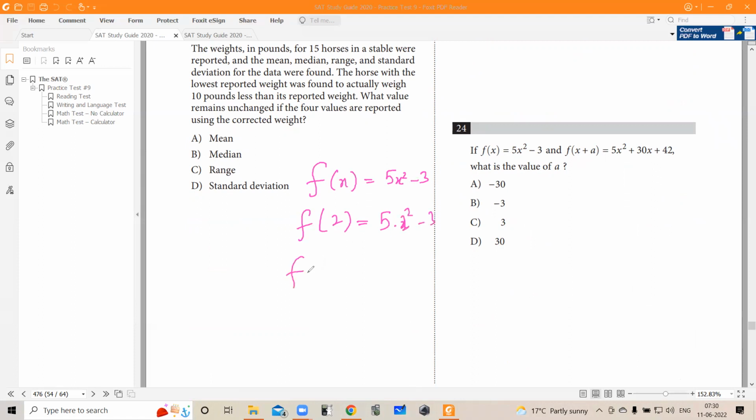Now, if you want to calculate f of x plus a, you substitute the value x plus a. So instead of x, you write 5 times (x plus a) squared minus 3. They are telling you that f of x plus a is equal to 5x squared plus 30x plus 42. Now I can simplify this using the identity for (x plus y) whole squared. How much should I write here?